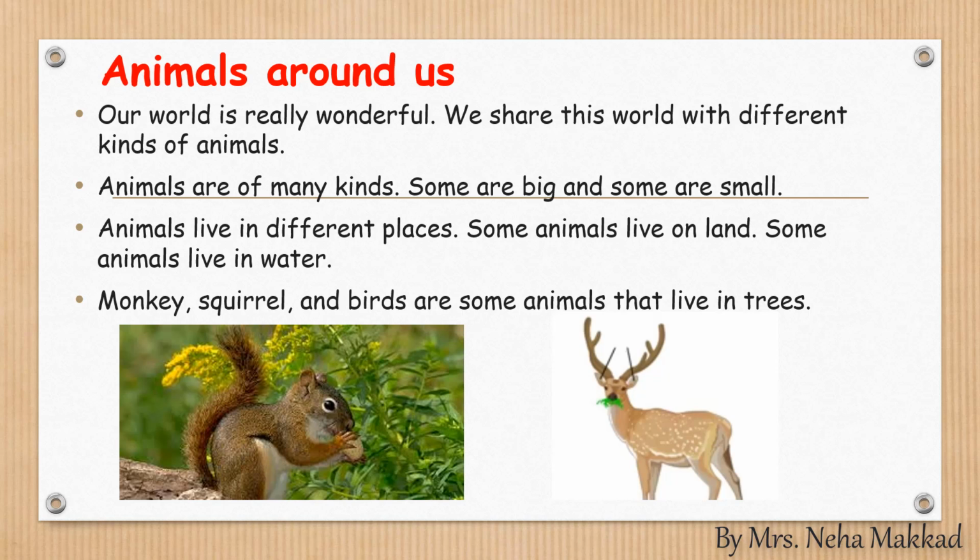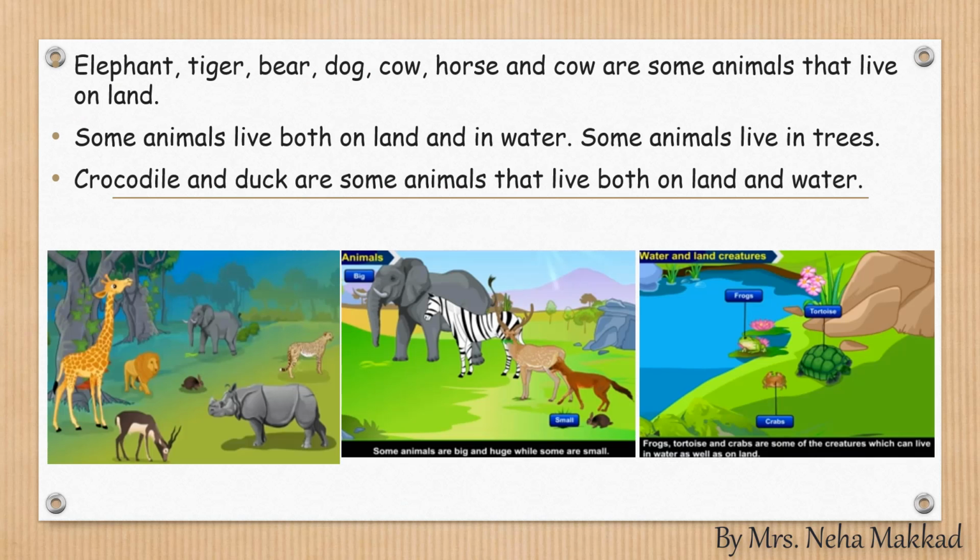Animals live in different places. Some animals live with us in our homes, and some animals live in the forests and jungles. Some animals live on the land, like the tiger, giraffe, lion, and some animals live in water, like the fishes. Monkeys, squirrel, and birds are some animals that live on the trees. Elephant, tiger, bear, dog, cow, horse are some animals that live on land. And some animals live both on land and water, like the frogs.